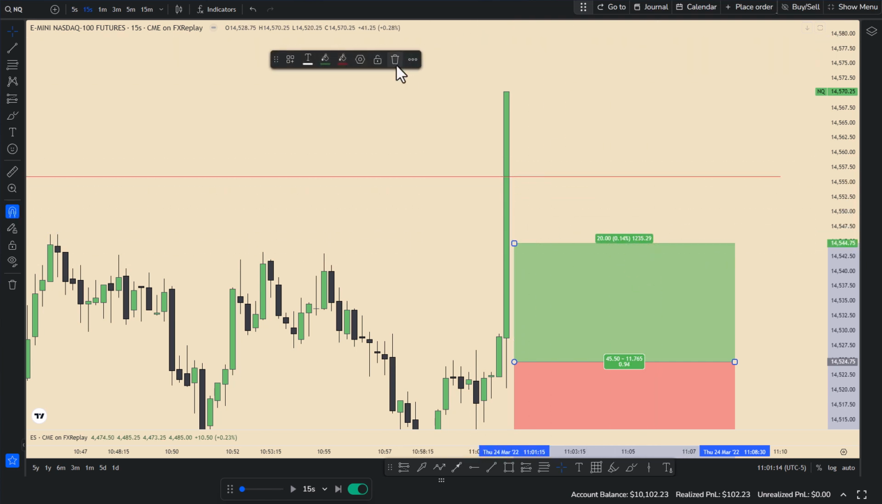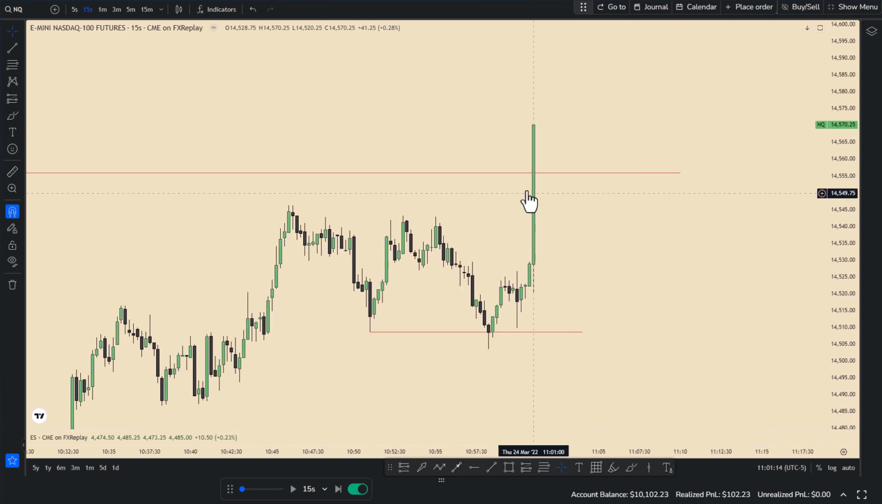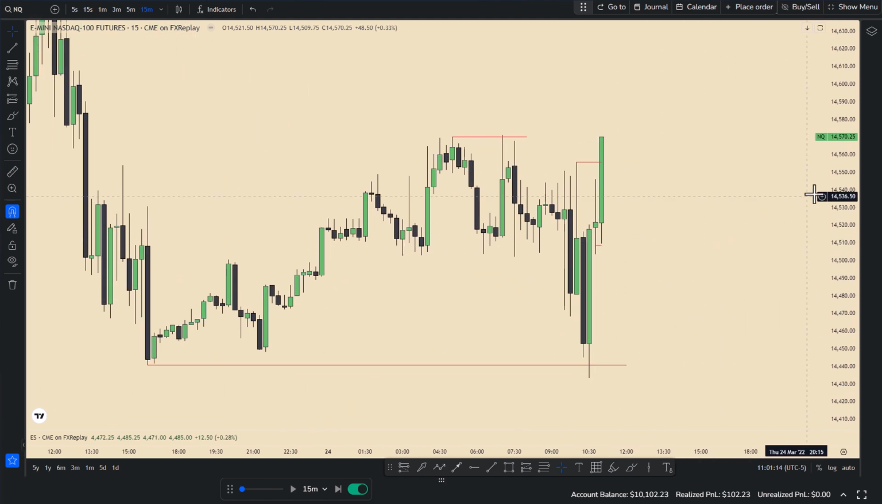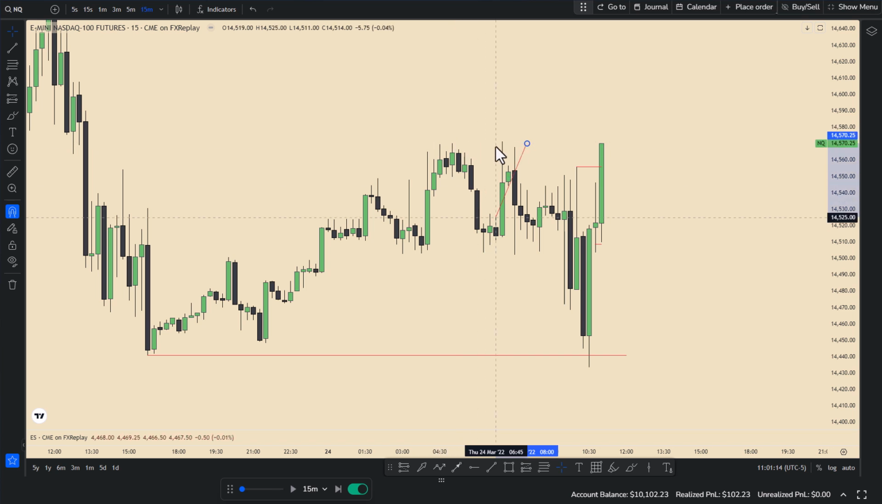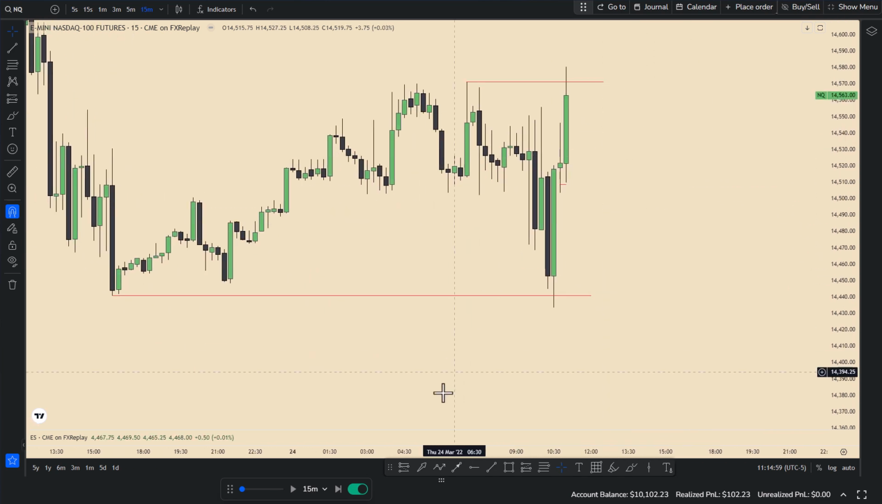So beautiful. This was news, I guess, but the target was very obvious. So for me, the news are just accelerators, right? So that's the first trade of the day. Let's continue.